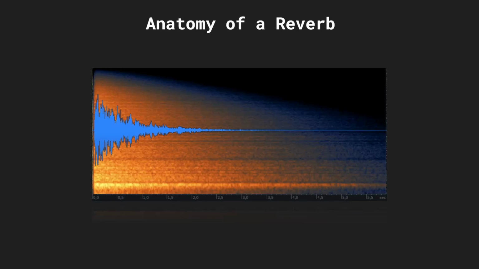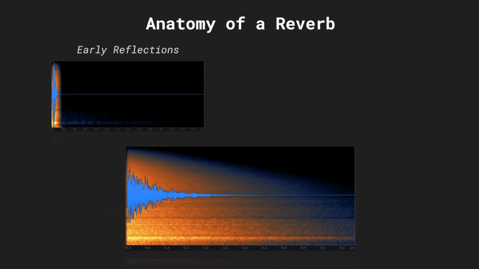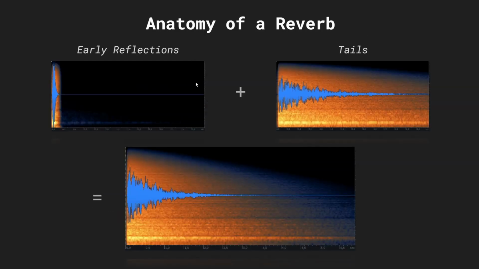To be able to shape a reverb to fit your mix, you need to first understand the basic anatomy of a reverb. So most, if not all, reverbs are made of two fundamental components. One are the early reflections, and the other is the tail, the decay part of the reverb. If you listen to this dry snare sound, and then add the early reflections, then add the late part, you get the full reverb.